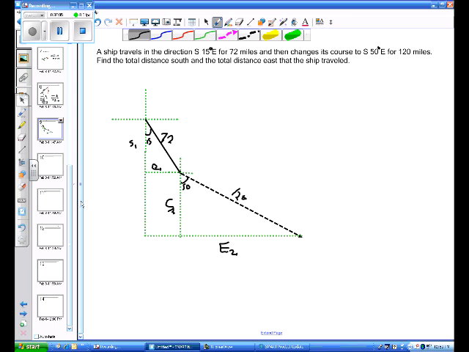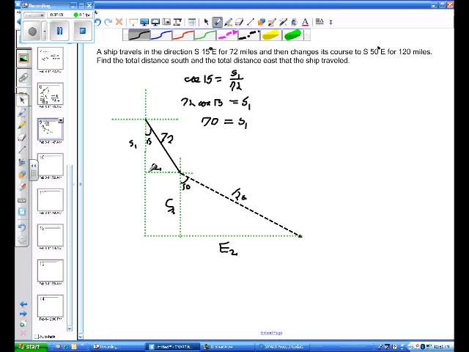Okay, let's start with S sub 1. We know our angle, S sub 1's the adjacent, we know the hypotenuse. So that would be the cosine of 15 degrees is equal to the adjacent over the hypotenuse. So 72 cosine 15 equals S sub 1. Which would be 70. So I went 70 miles south.